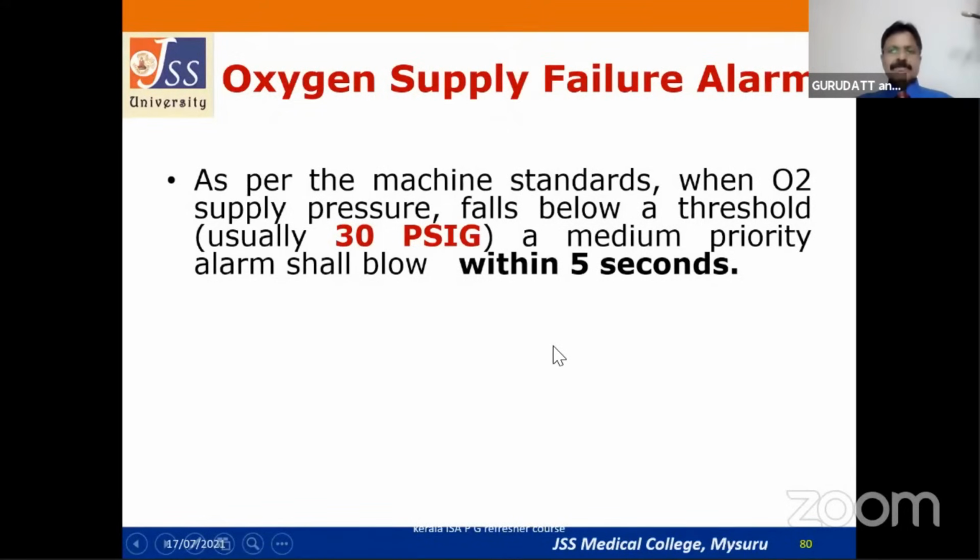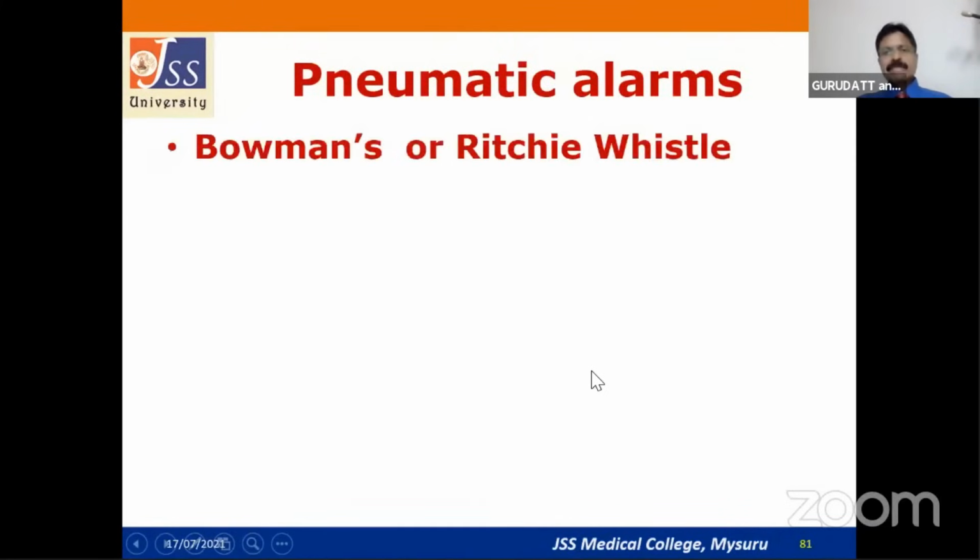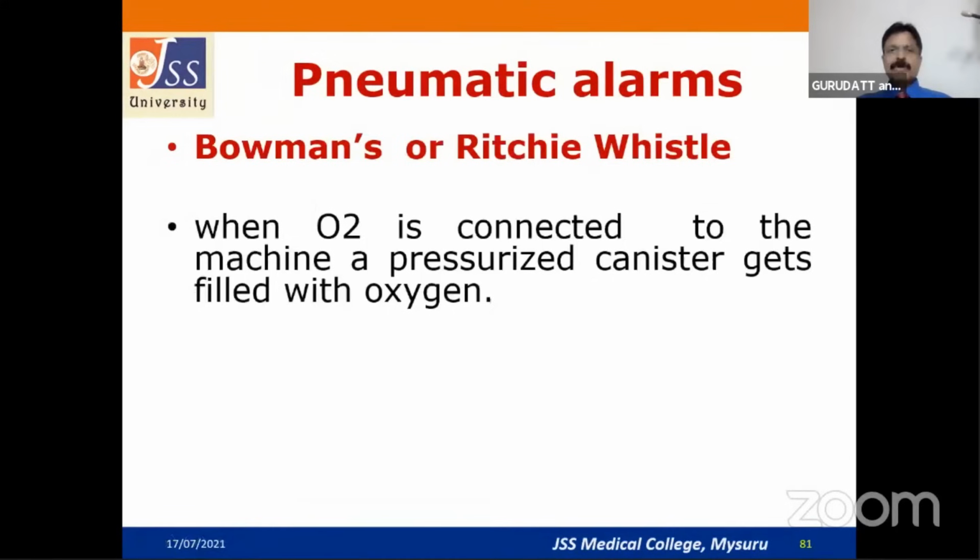Another is the oxygen supply failure alarm. The standard says that once the oxygen pressure drops down to 30 psig, the alarm should start within 5 seconds. So in the older machines, whistles used to be there. Bowman's or Ritchie whistle were used.